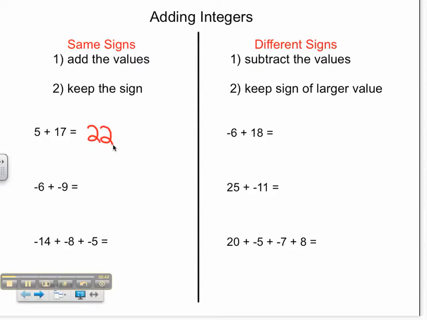For our next one, negative 6 plus negative 9. Both have negative signs, so I add the values 6 and 9, which is 15. And since they're both negative numbers, I put a negative sign in front. So my answer is negative 15.